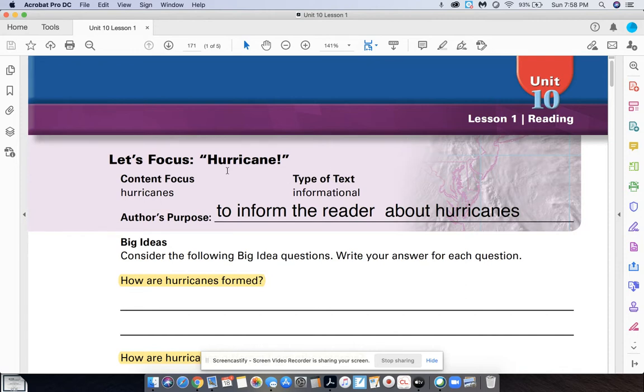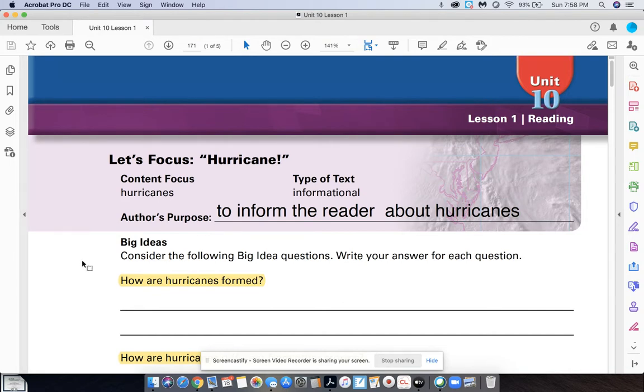The passage that we're going to read first is called Hurricane, and obviously, it's about hurricanes. This is informational text. The author's purpose is to inform the reader about hurricanes. So our purpose as a reader is to learn information about hurricanes.